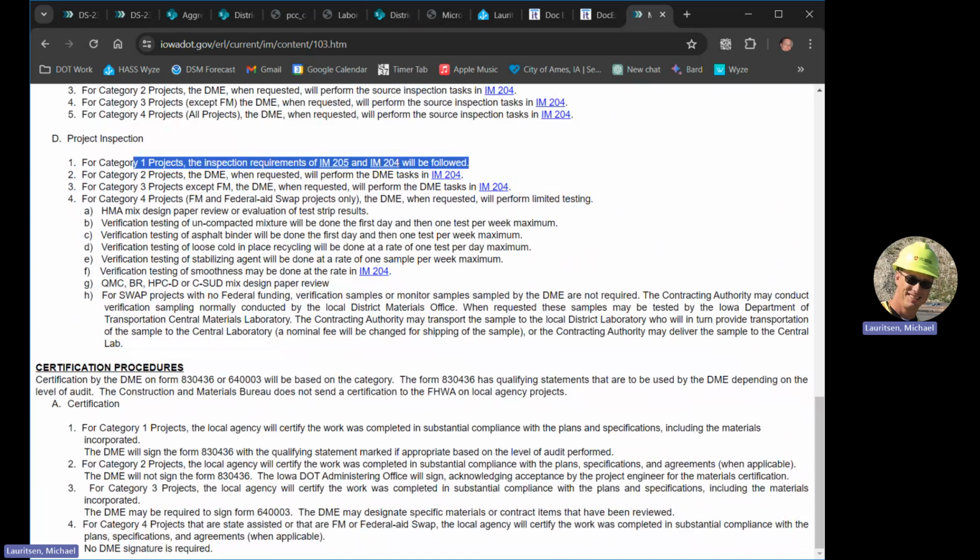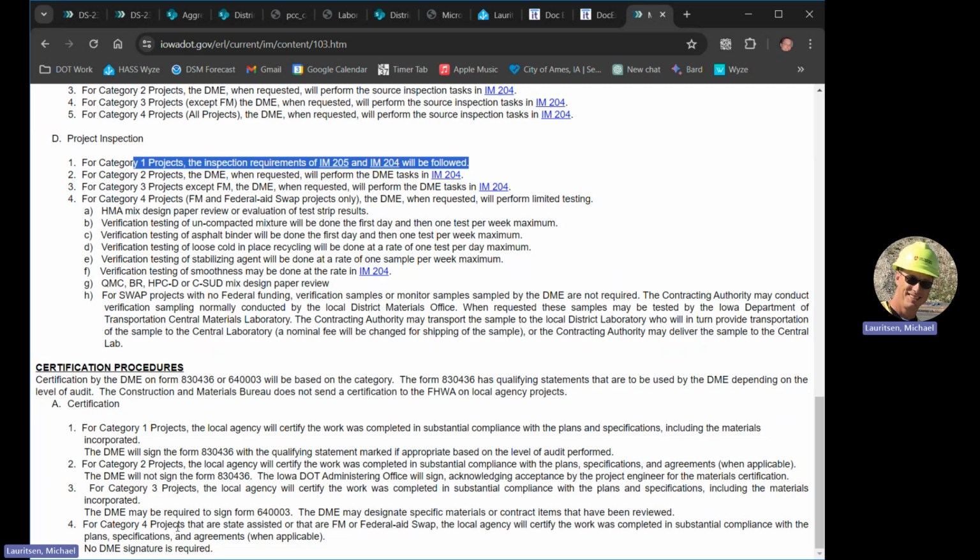And then the certification is different too. The DME signs the 436 form stating that the materials used in the project all comply. That's why we do full inspection, full audit, the whole shebang on that one. For categories 2, 3, and 4, it's different: the DME won't sign, the DME may sign, and there's no DME signature required on category 4.